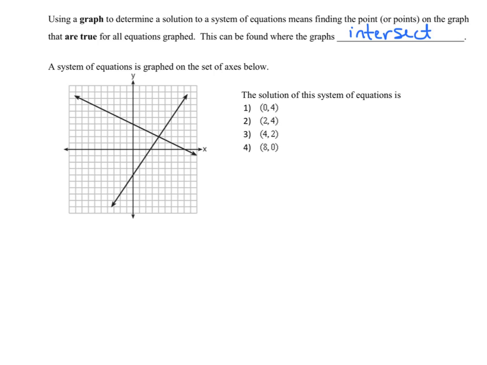Where is the solution? Well, like I said, this line is made up of an infinite number of points. This line is made up of an infinite number of points. The only point that they share would be this point right here, which of course would be x comma y, so over 1, 2, 3, 4, and up 1, 2. So we would go x comma y, and so (4, 2) is our solution to that system.